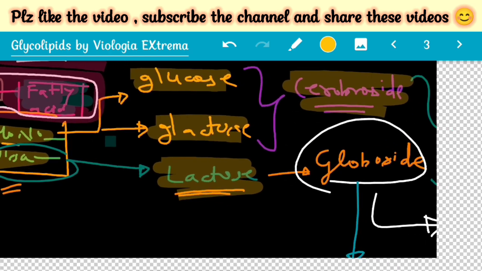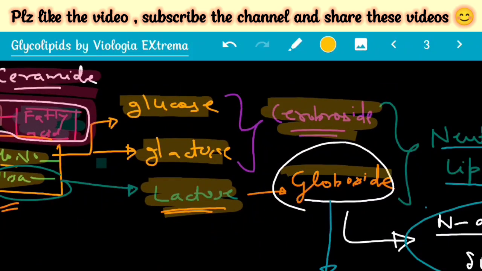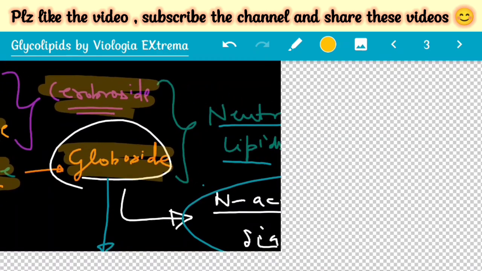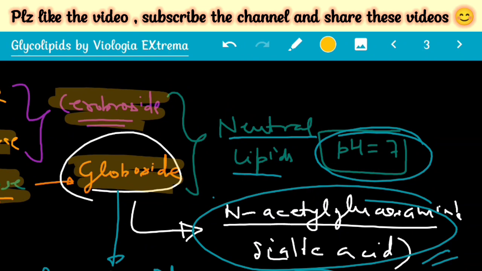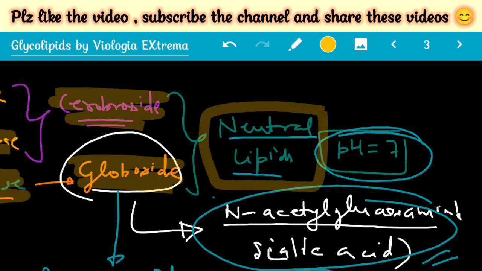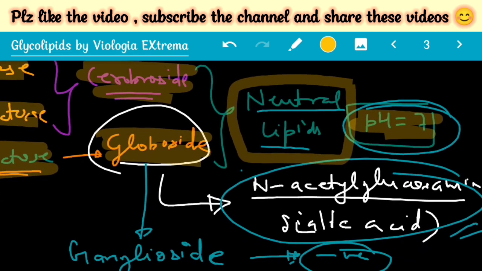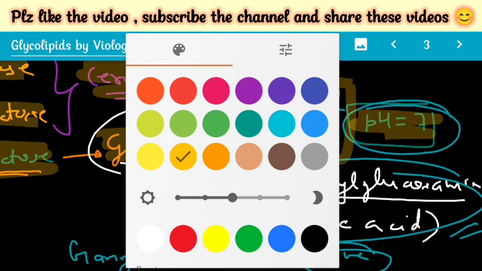Okay, so when we are using a disaccharide, then we refer to that glycosphingolipid as a globoside. Now both of these, cerebroside and globoside, are neutral lipids. Why are these called neutral lipids? Because at pH 7 they have zero charge, they are neutral. Clear?